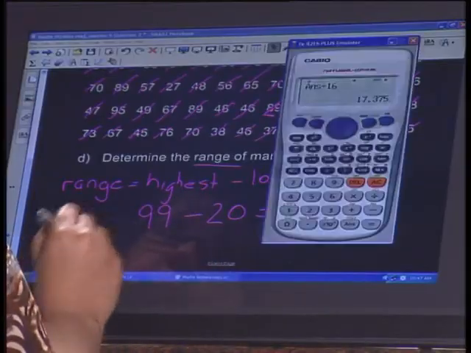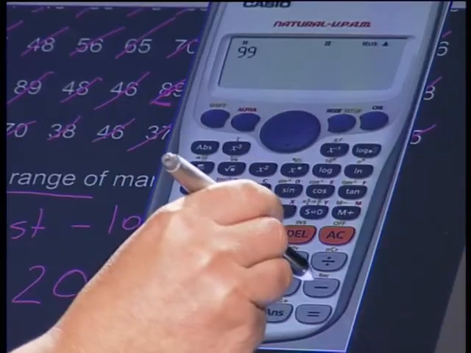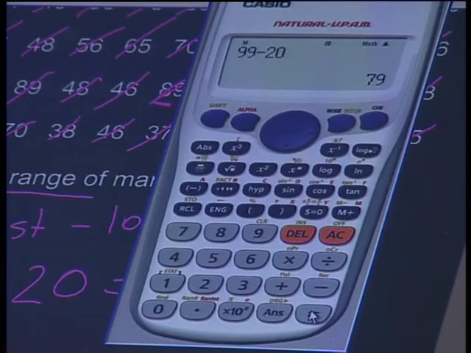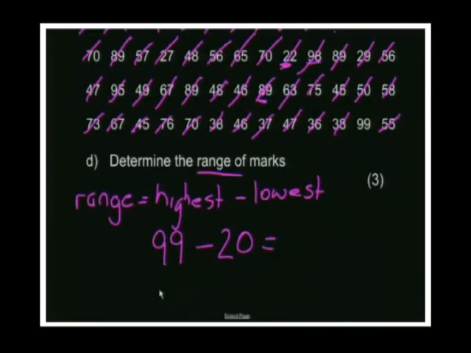So I'm going to do that on the calculator just in case. 99 minus 20, and I get an answer of 79. So go back to here. Right, my answer was 79%.